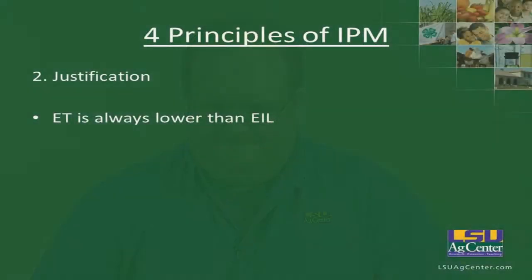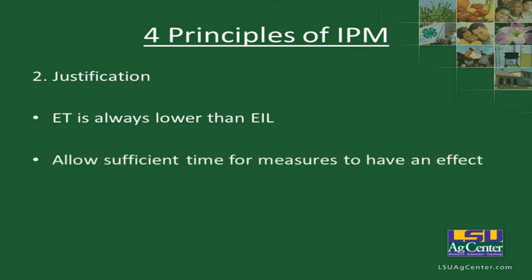So we have this economic injury level where we know we're going to cause economic damage. The economic threshold or action threshold has to be before we reach that. The ET, economic threshold, is always lower than the EIL, the economic injury level. This is to allow for sufficient time for measures to have an effect. If we put out an insecticide, some insecticides, such as insect growth regulators, will take 3, 4, 5 days to have an effect. Pyrethroids, on the other hand, can quickly kill a pest.